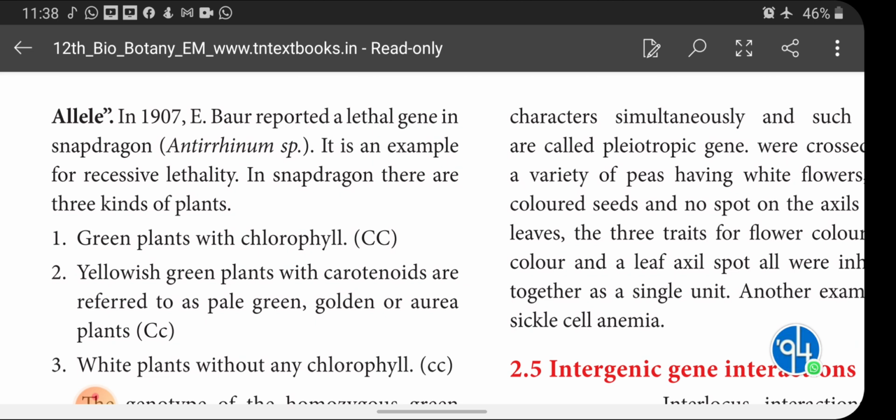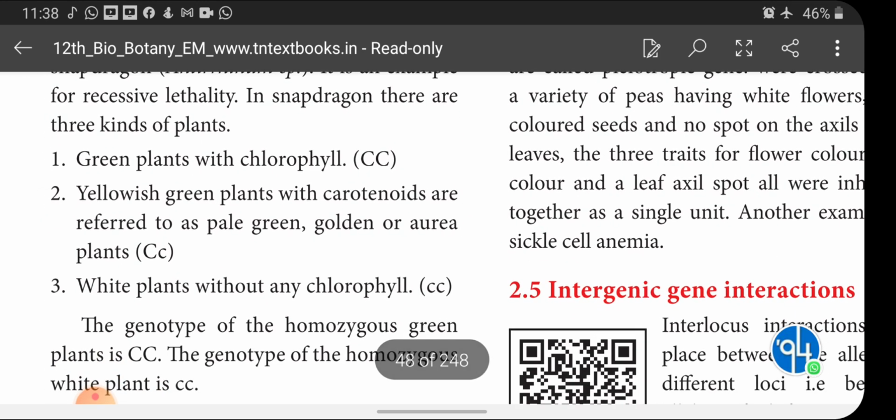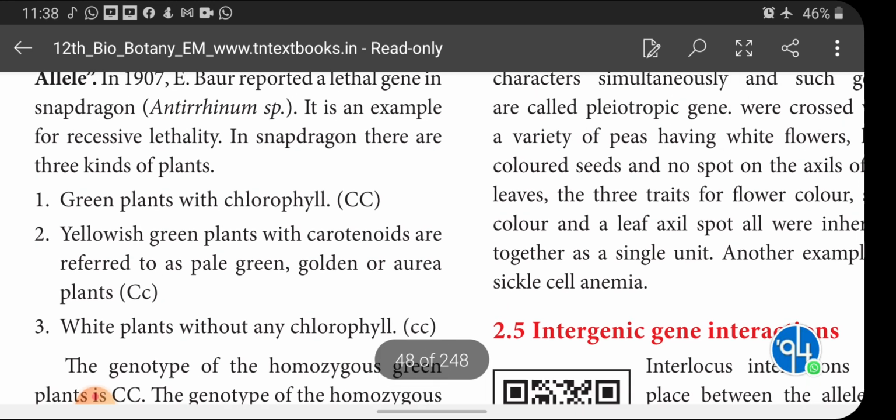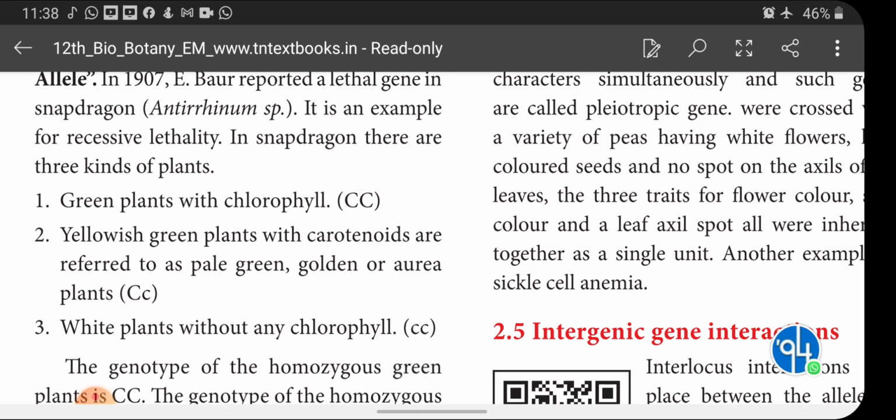In snapdragon, there are three kinds of plants. One is green plants with chlorophyll, and its alleles are capital C, capital C. Another one is yellowish green plants with carotenoids, referred to as pale green, golden or Aurea plants, for which the alleles are capital C and small c. Another type is white plants without any chlorophyll, and its alleles are small c, small c.